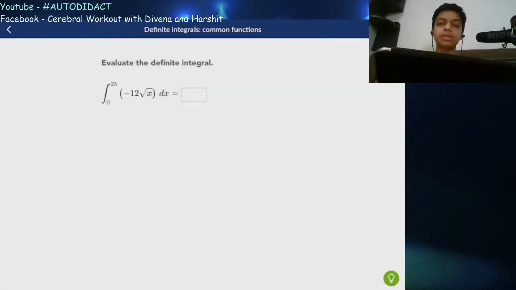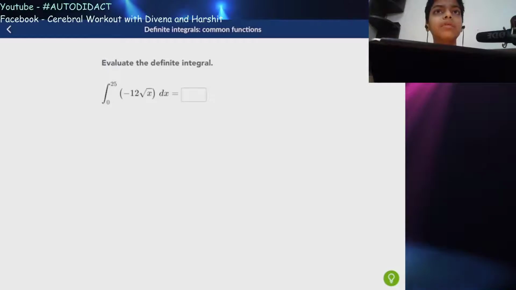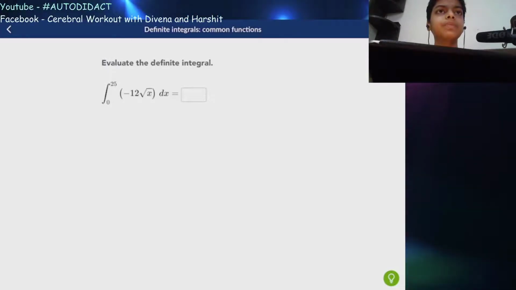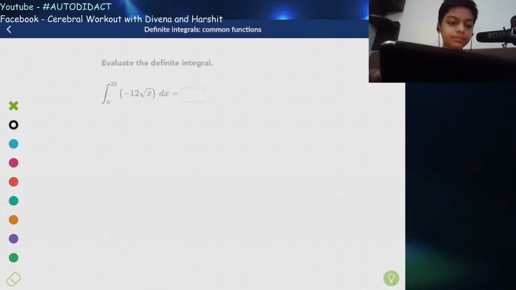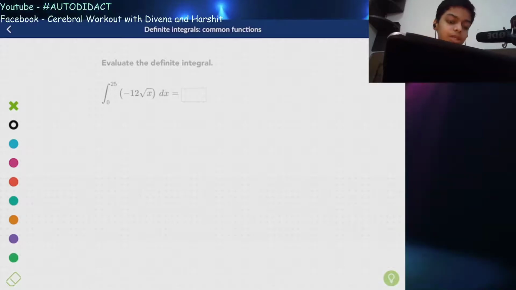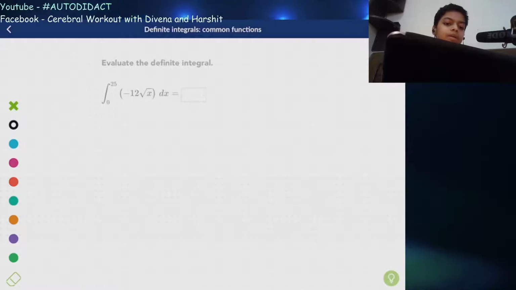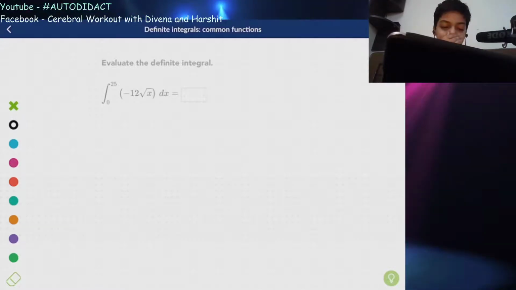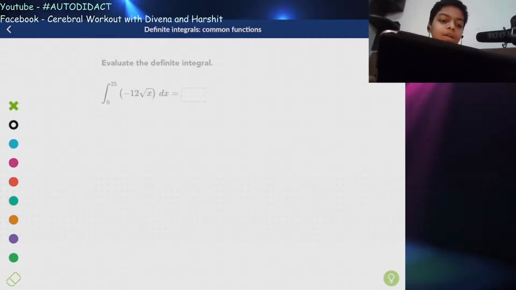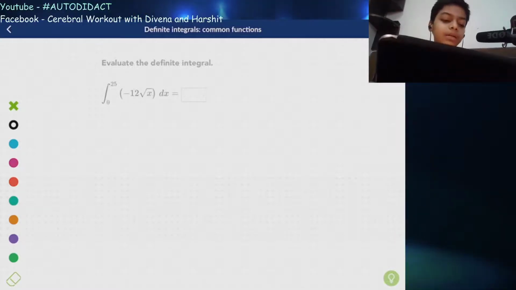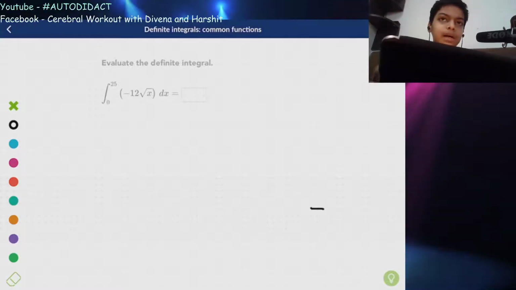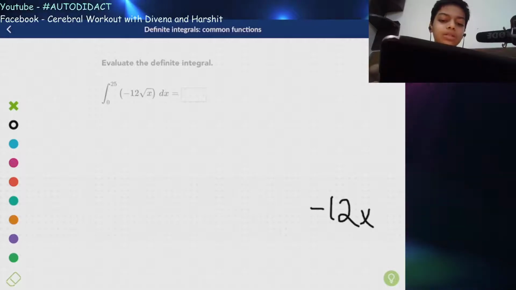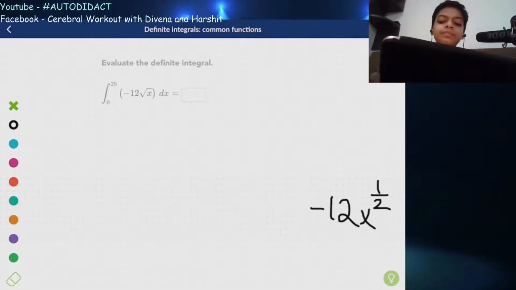Correct. Let's do the next one. Evaluate the definite integral from 0 to 25 of negative 12 times the square root of x dx. To solve it we first have to find the indefinite integral of negative 12 square root of x. We can rewrite negative 12 square root of x as negative 12 x to the 1/2 power.